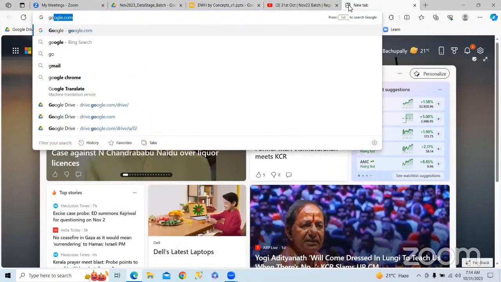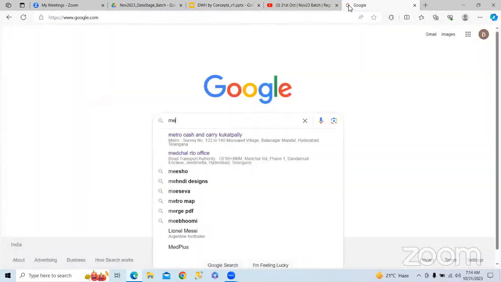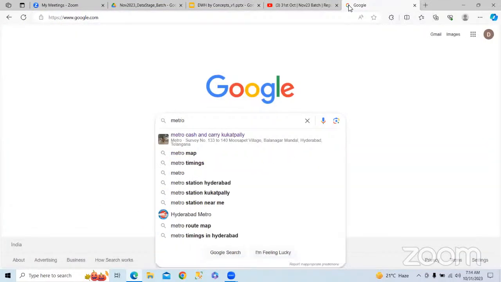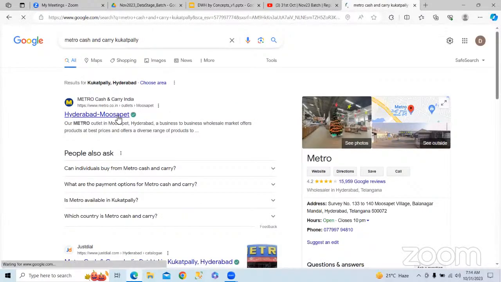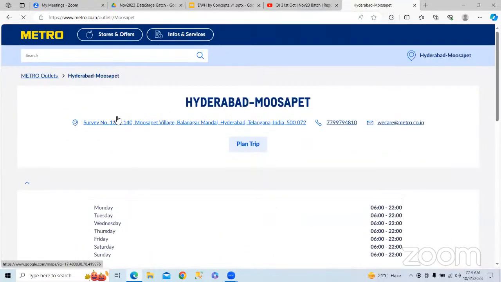How many of you have an idea about Metro? So it will redirect to the nearest location. Okay, so Metro is like a wholesale retail outlet, and they will be giving products to the small storekeepers, small shopkeepers who will be there near to our stay, right?